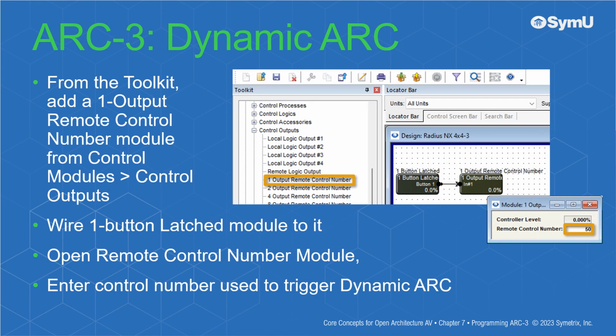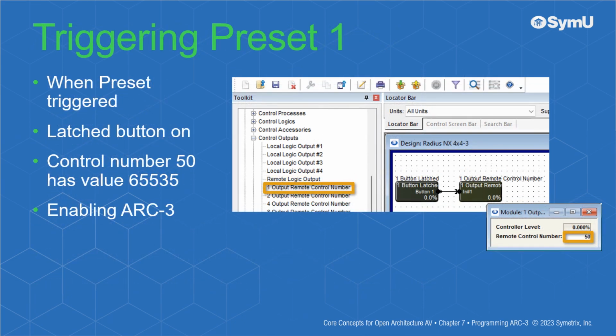From the toolkit, add a one-output remote control number module from Control Modules Control Outputs and wire the one-button latched module to it. Open the remote control number module, type the control number that will be used to trigger the dynamic ARC. When preset 1 is triggered, the latched button will turn on, giving the control number 50 a value of 65535, enabling the ARC-3.